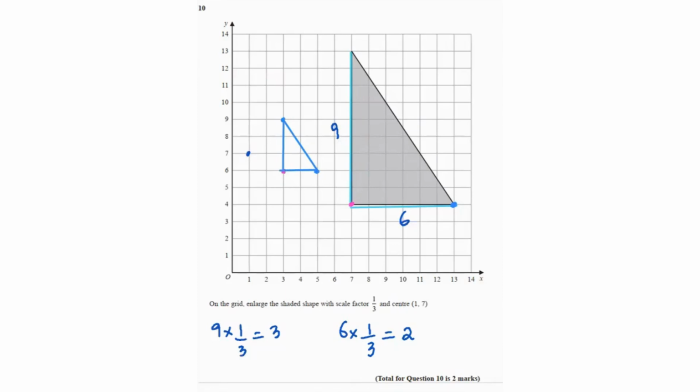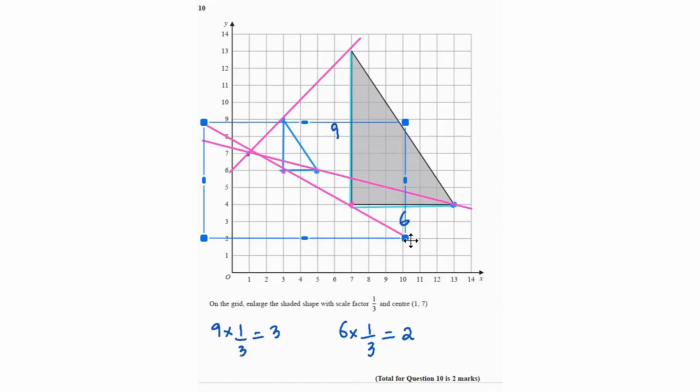We can check if this triangle is correct or not by connecting corresponding points and seeing if they pass through the center or not. So this, and this one. So we can clearly see that this is our enlarged triangle. Scale factor was 1/3 and center is (1, 7).